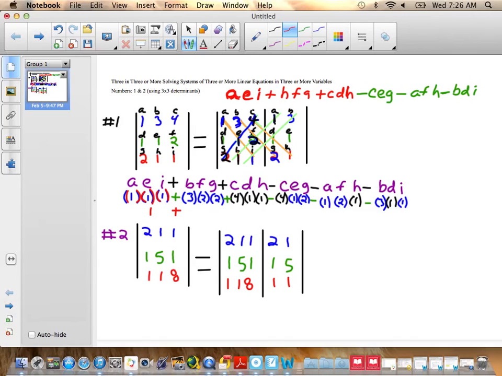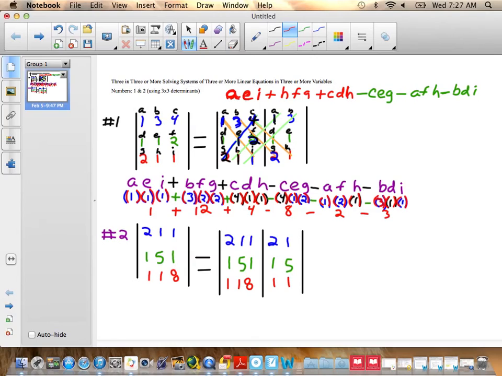Plus 3 times 2 is 6 times 2 is 12. Plus 4 times 1 is 4 times 1 is 4. Minus 4 times 1 times 2, which is 8, right? 4 times 1 is 4 times 2 is 8. Minus 1 times 2 is 2 times 1 is 2. Minus 3 times 1 is 3 times 1 is 3.